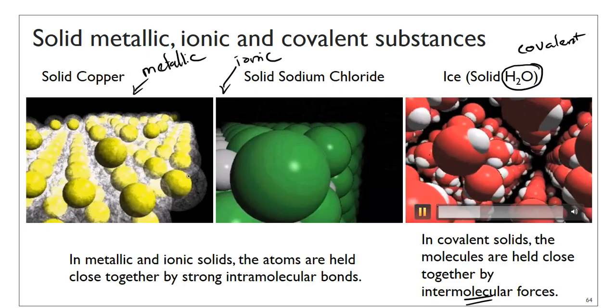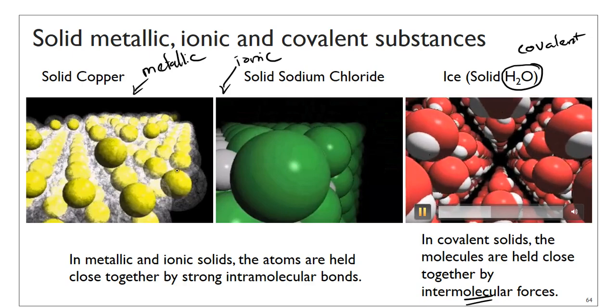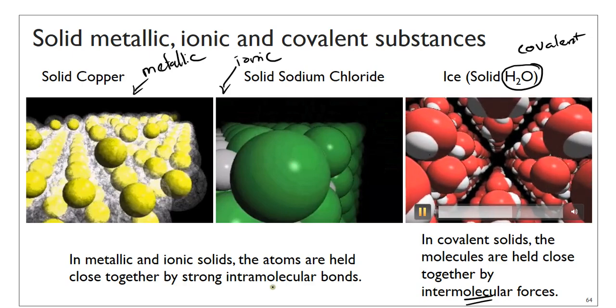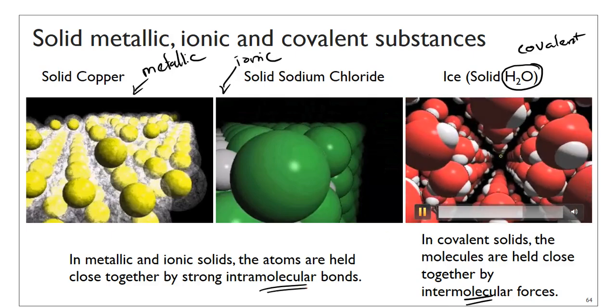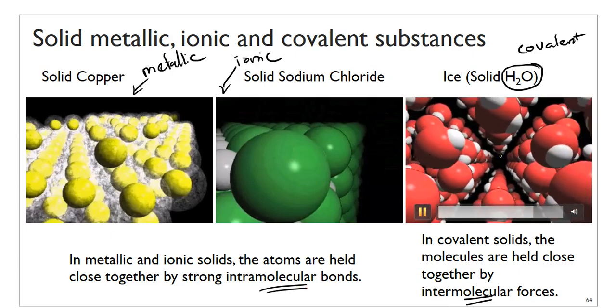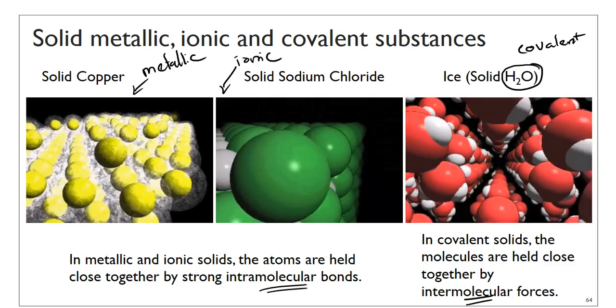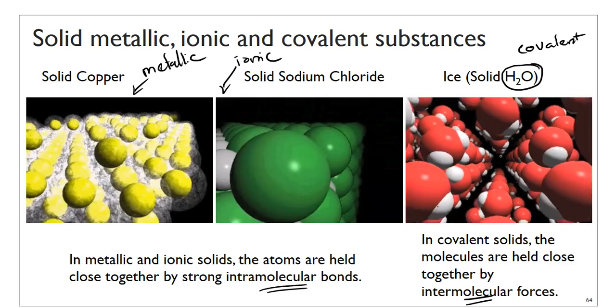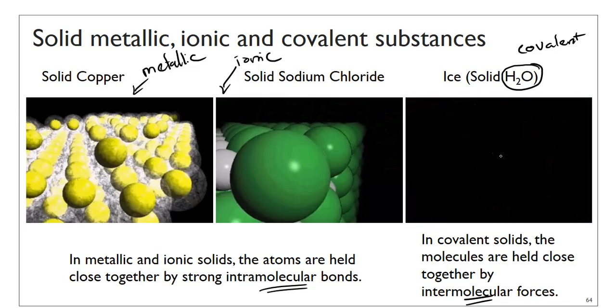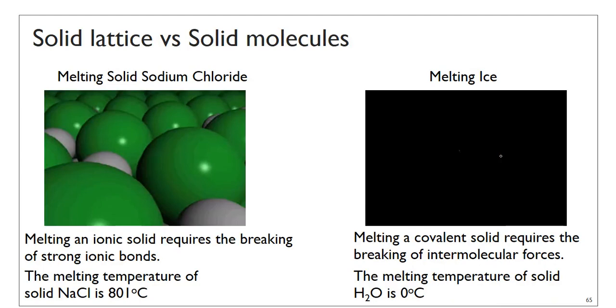So just a reminder, in the case of metals and ionic compounds, you only have intramolecular bonds, but any covalent substance is going to have both intramolecular bonds within the molecules and intermolecular forces between different molecules, which would explain the difference in physical properties. Again, this slide was actually explained last term.